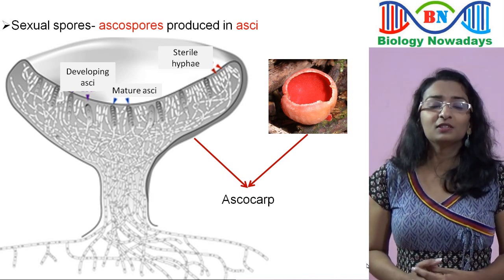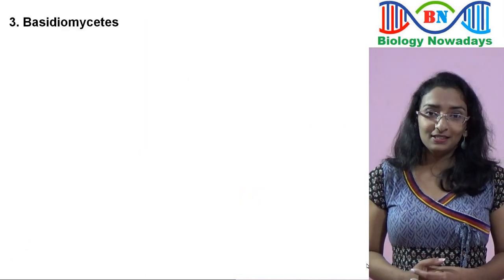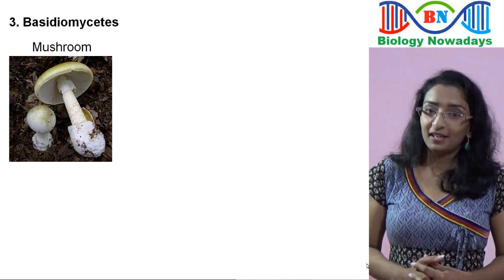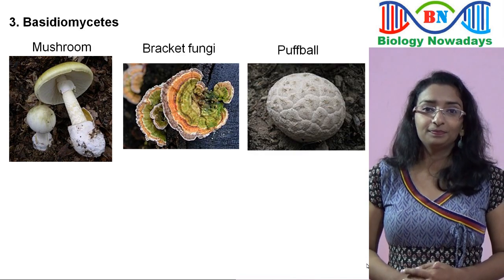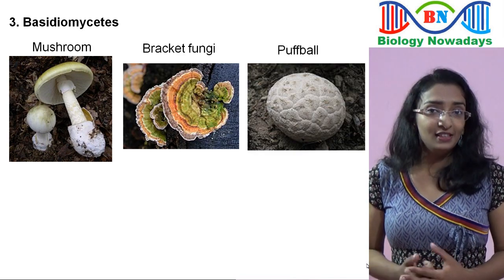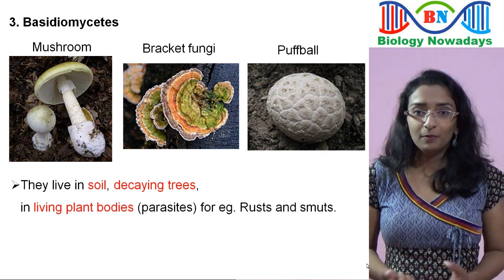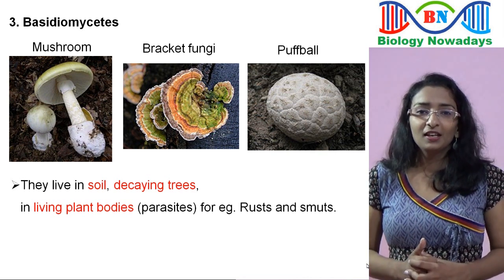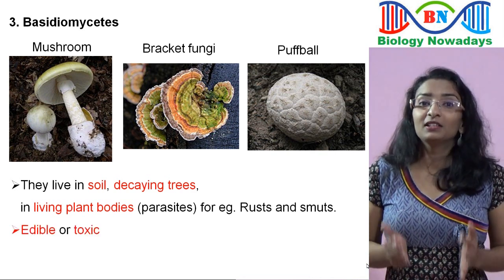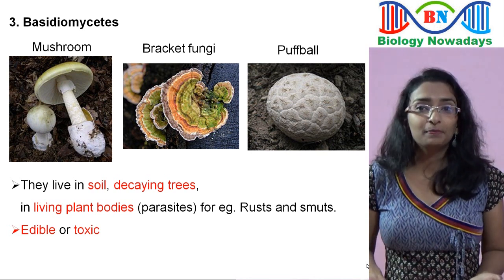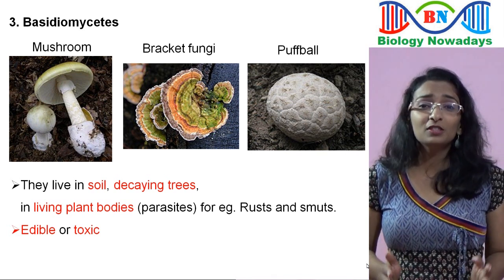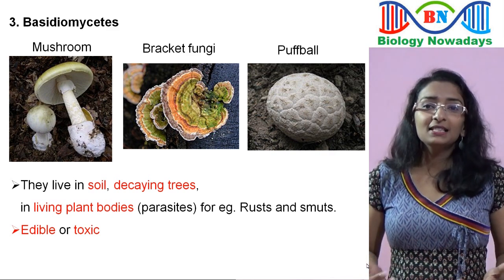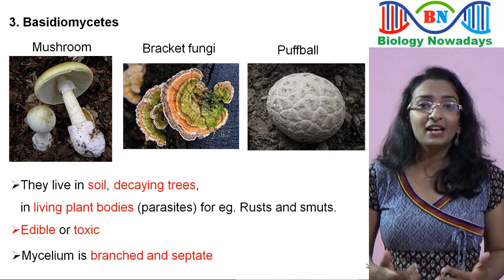Let's move on to the third group of kingdom fungi, the Basidiomycetes. Commonly known forms of Basidiomycetes are mushrooms, bracket fungi and puffballs. They live in soil, decaying trees or in living plant bodies as parasites, for example rust and smuts. Some are edible and some are deadly toxic. Amanita species, which are one among the most toxic fungi in the world, belong to Basidiomycetes. The mycelium of Basidiomycetes is branched and septate.